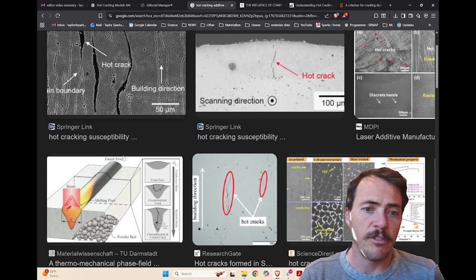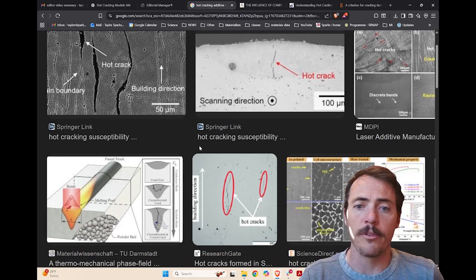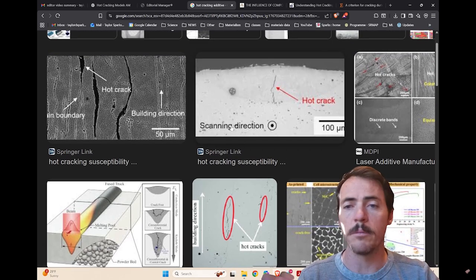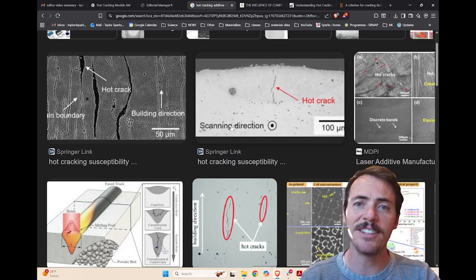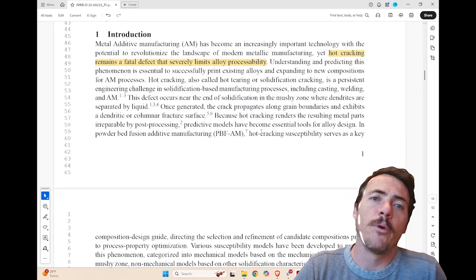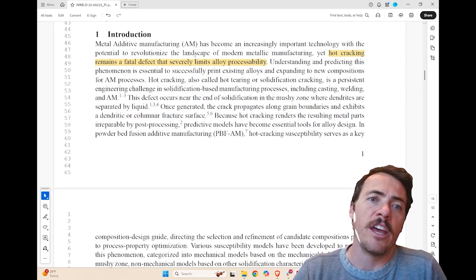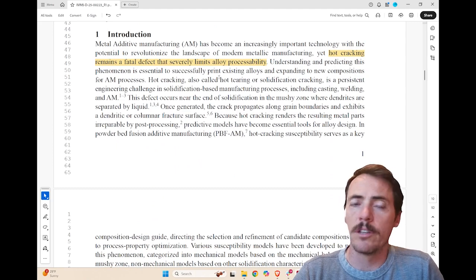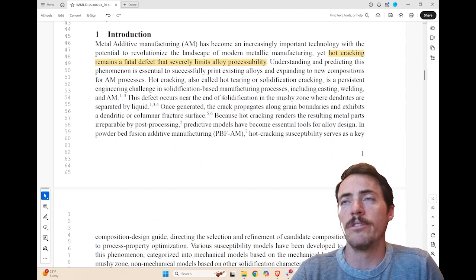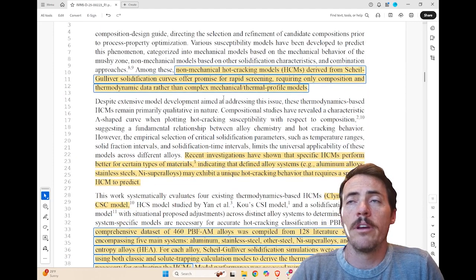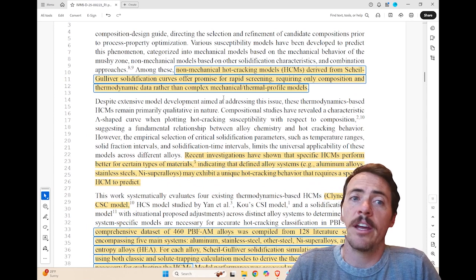In the additive manufacturing process, it is very common for these cracks to form, and it ruins a bunch of your builds. And you don't see it until the end of the build, typically. So they point out that this is a major problem. They call it a fatal defect that severely limits the processability of different alloys. So we would love to be able to predict this ahead of time.